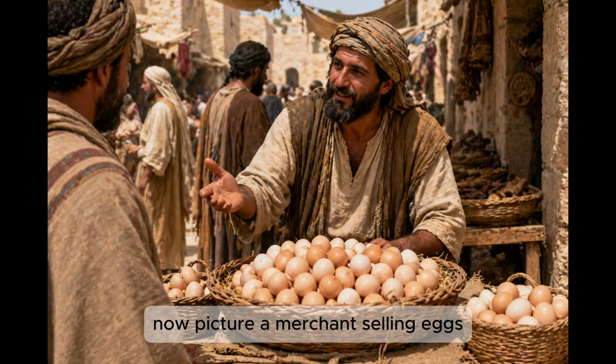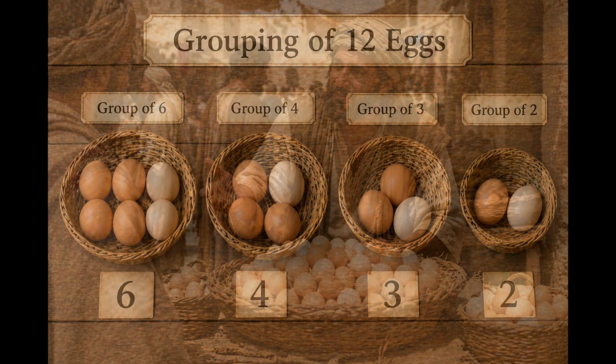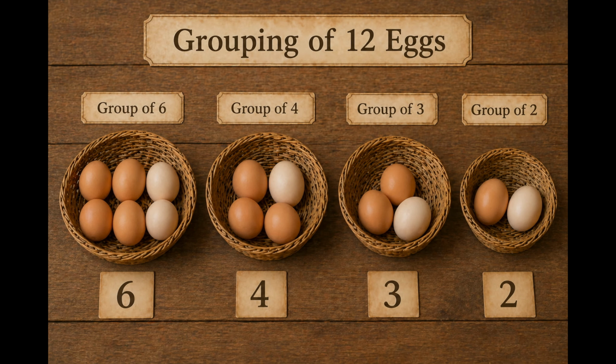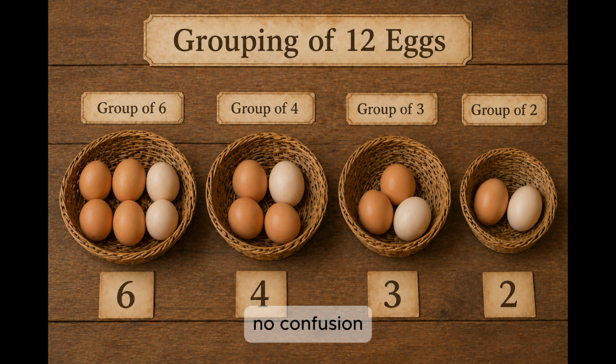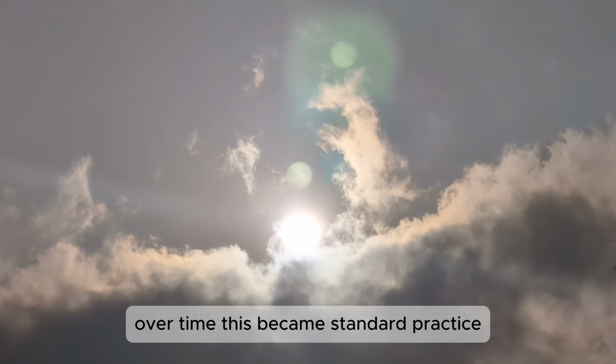Now picture a merchant selling eggs. If he packs them in groups of 12, he can sell half a dozen, 6, a third, 4, or a quarter, 3. All clean divisions, no fractions, no confusion. Over time, this became standard practice.